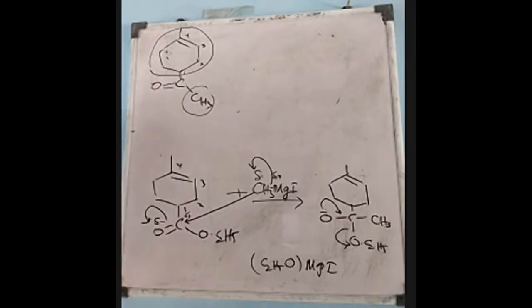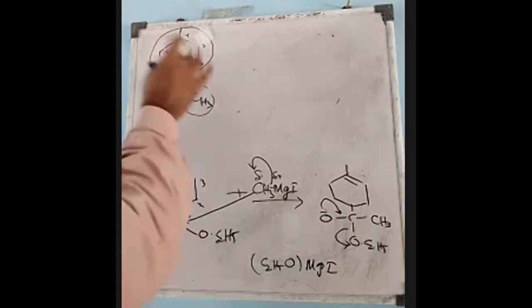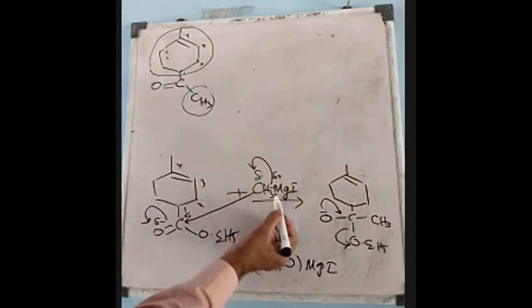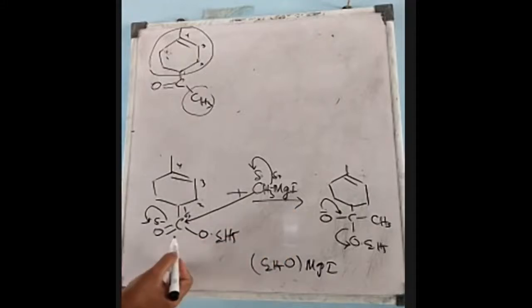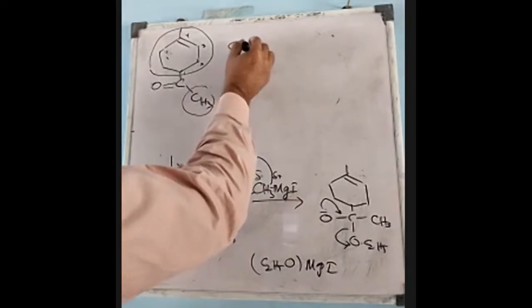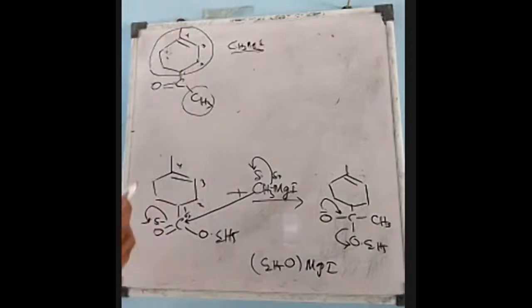Now here it is a ketone. If a ketone reacts with a Grignard reagent, a tertiary alcohol is always produced. Any ketone reacting with any Grignard reagent will always give the tertiary alcohol. Now one molecule of methyl magnesium iodide reacts with the ester to produce the ketone, then another molecule of methyl magnesium iodide. In the book you will find only two molecules of the Grignard reagent given.